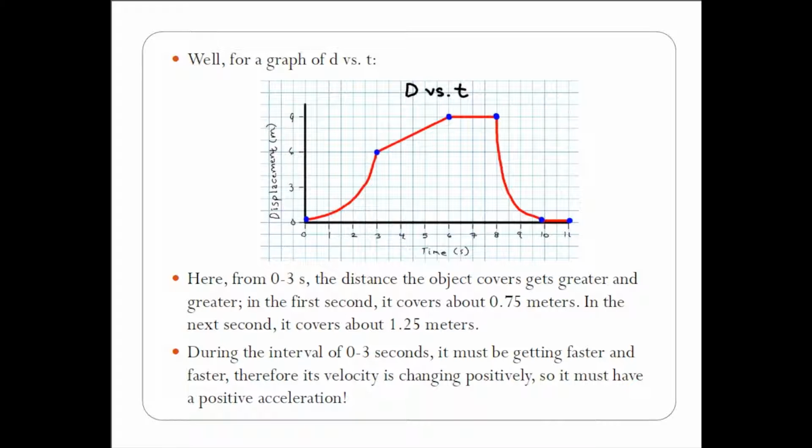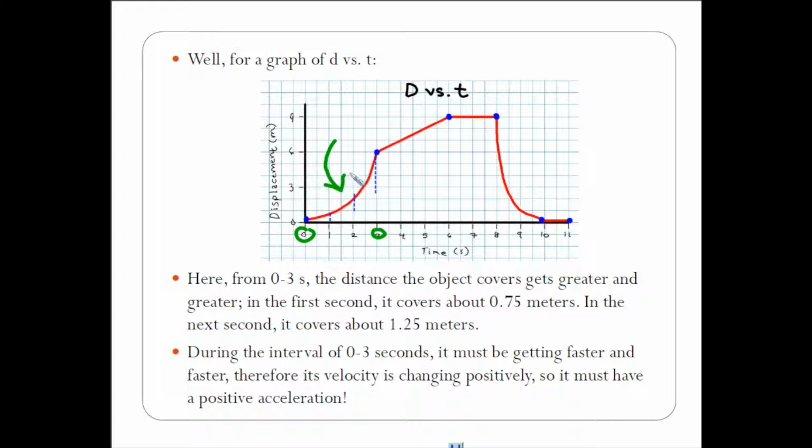Well, for a graph of displacement versus time, let's analyze the following. Here, from 0 to 3 seconds, the distance the object covers gets greater and greater. In the first second, we can see that it's only moved about 0.75 meters. In the next second, it appears to move about 1.25 meters. And in the next second, it moves even more. As time goes on, the distances that I cover become greater and greater.